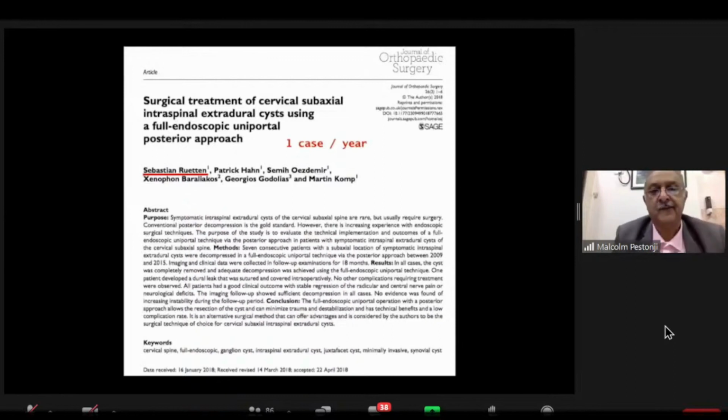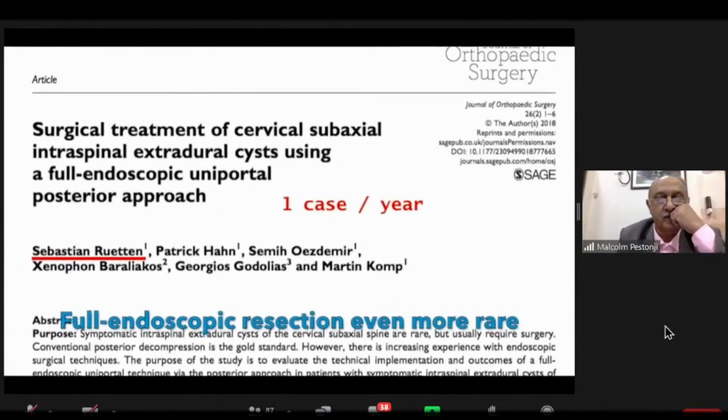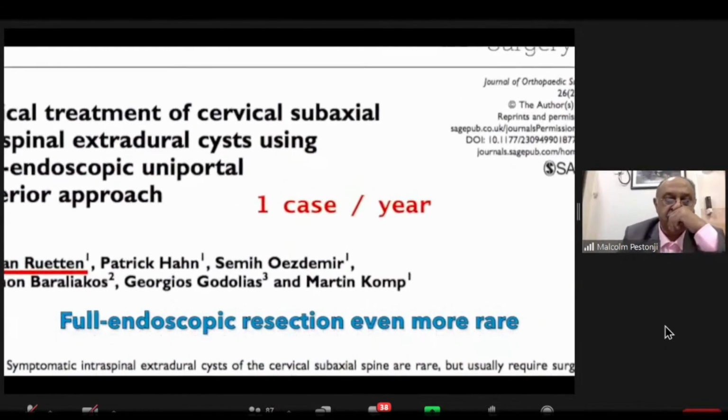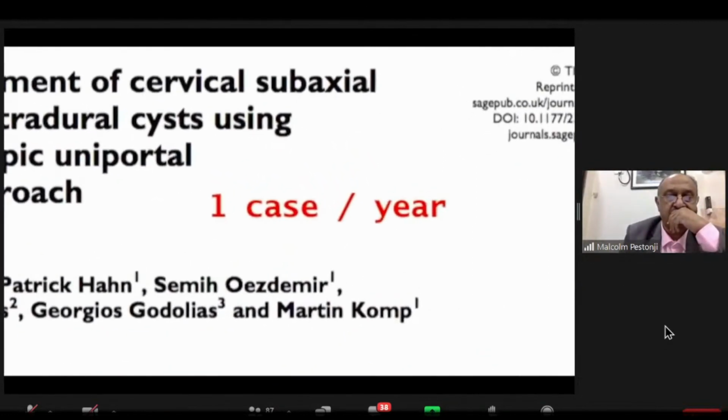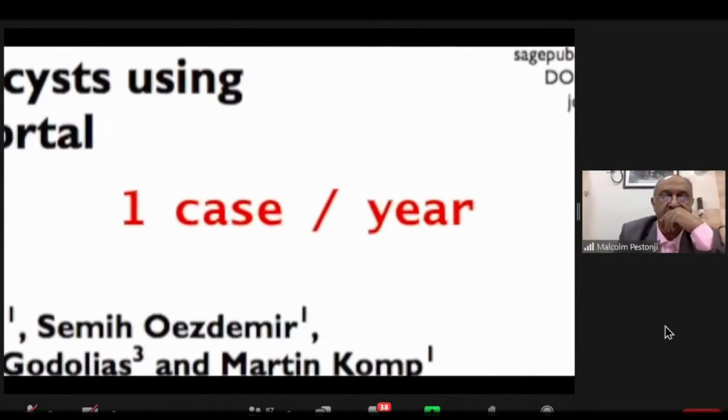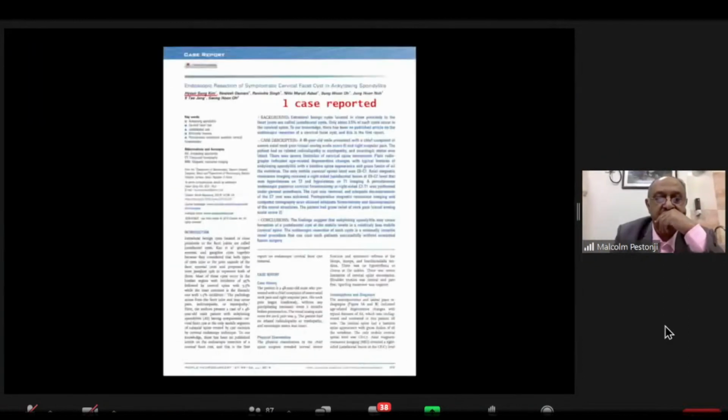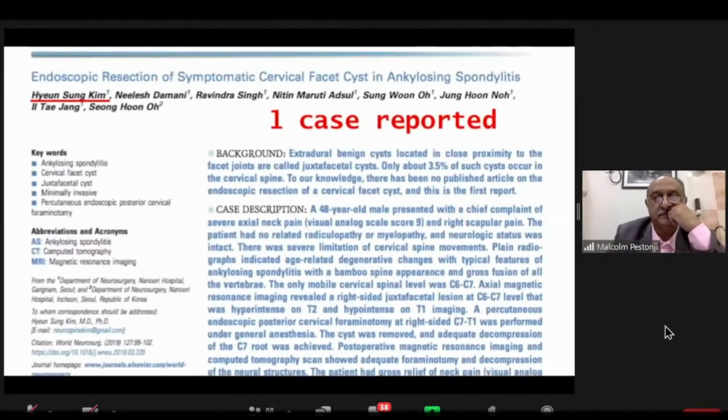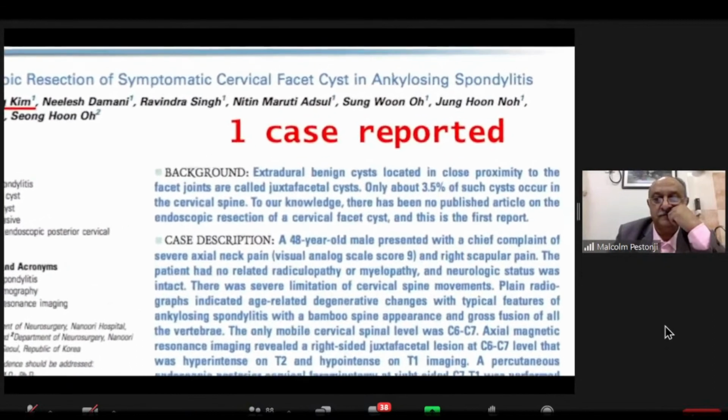Regarding full-endoscopic treatment, the largest series of the facet cysts reported one surgical case. Suki published a case of symptomatic facet cyst.